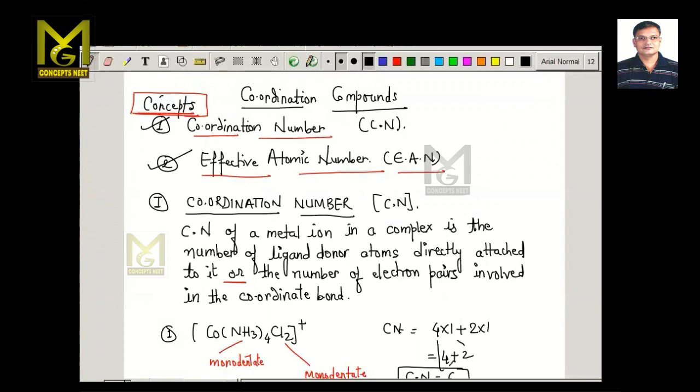Now, the coordination number of a metal ion in a complex is the number of ligand donor atoms directly attached to it, or the number of electron pairs involved in the coordinate bond. If we look at the metal and the ligand, these ligands donate the electrons to this metal and result in the formation of what we call a coordinate bond.